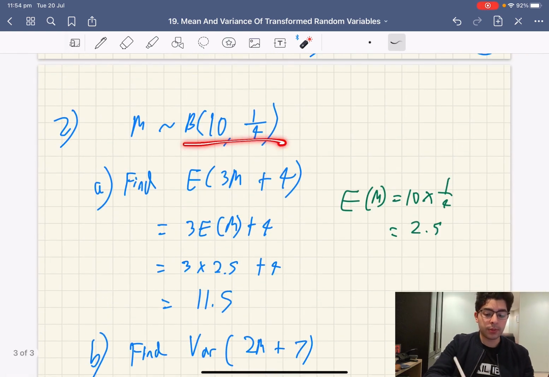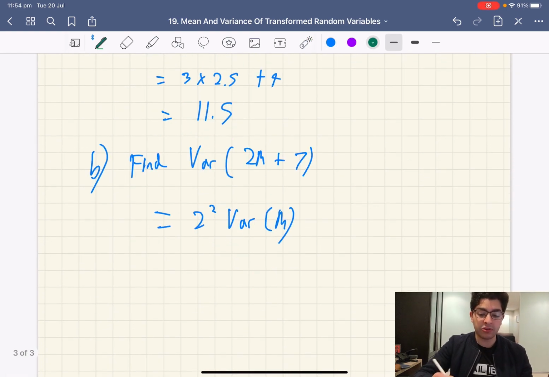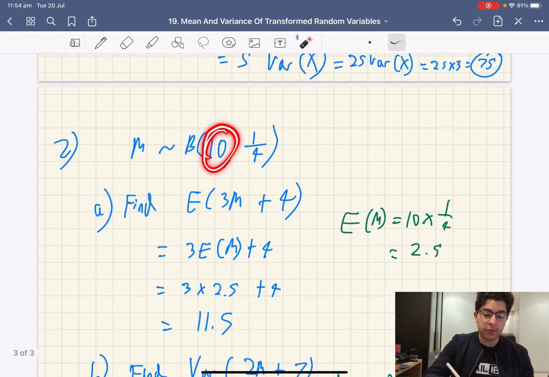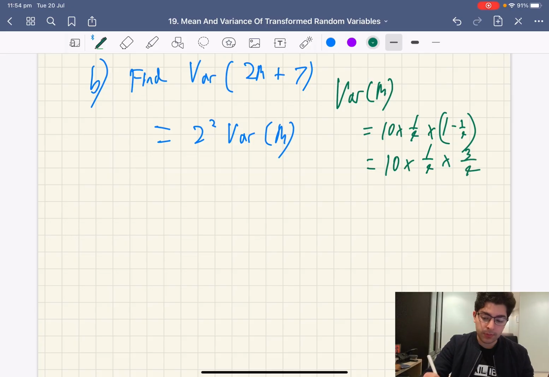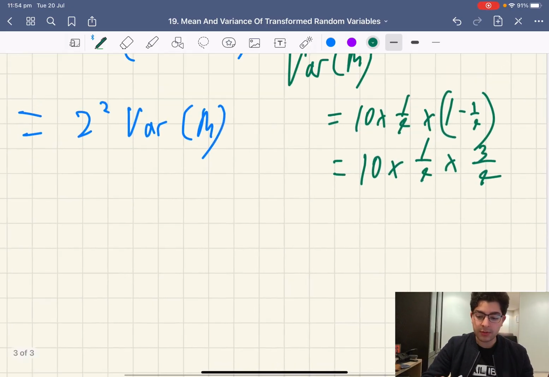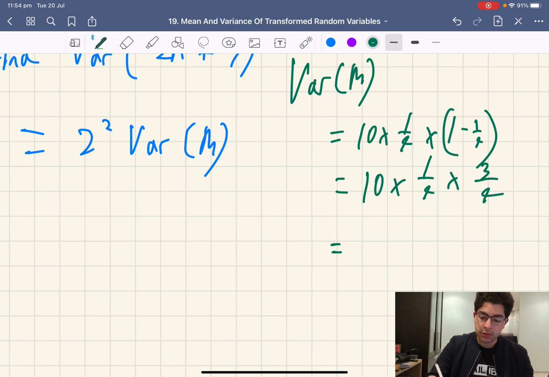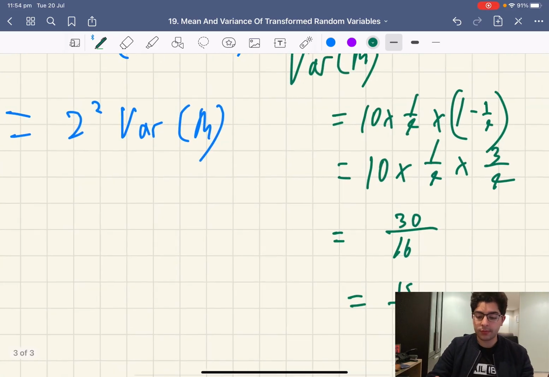So we can recall that the variance of a binomial distribution, the variance of M, is equal to the number of trials times the probability times 1 minus the probability. So it's going to be 10 times 1 over 4 times (1 minus 1 over 4). That's the same thing as 10 times 1 over 4 times 3 over 4, which is going to be 30 over 16, which is the same thing as 15 over 8, and that won't simplify any more than that.